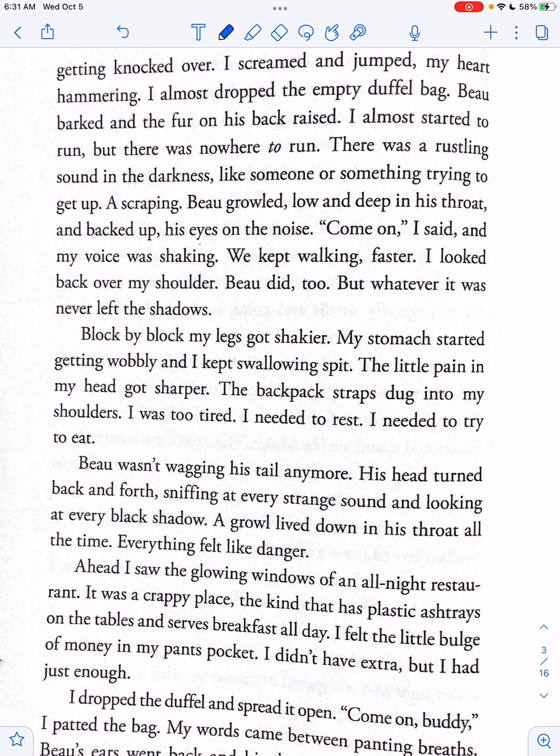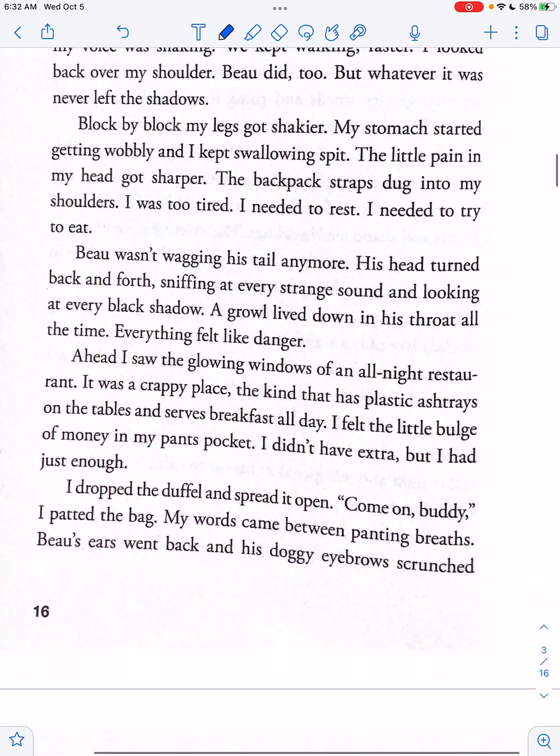Block by block, my legs got shakier. My stomach started getting wobbly, and I kept swallowing spit. The little pain in my head got sharper. The backpack straps dug into my shoulders. I was too tired. I needed to rest. I needed to eat. Bo wasn't wagging his tail anymore. His head turned back and forth, sniffing at every strange sound and looking at every black shadow. A growl lived down in his throat all the time.